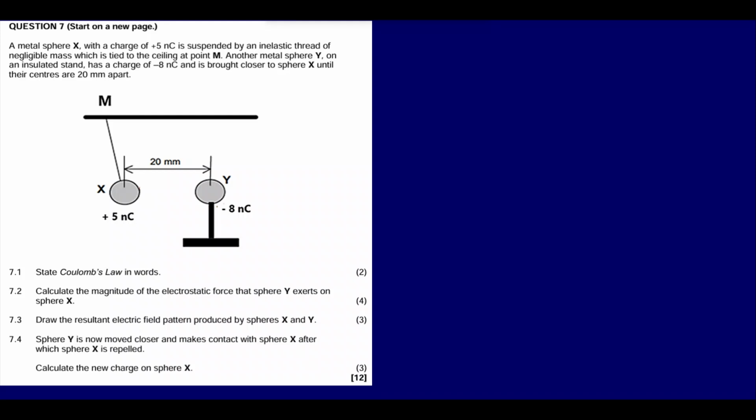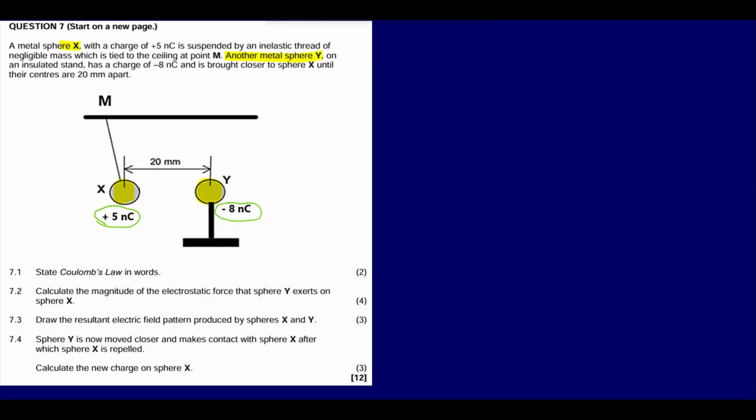So let's get straight into the first question here. It's question 7. So of course you can see here that we have a metal sphere X, and it has got the amount of charge there. The charge given is 5 nanocoulombs, and it's being suspended, you see there, right? So obviously I would advise that you read all the information here yourself. So we have another metal sphere Y, which is here. So this is the amount of charge. It's a negative charge, so it's negative 8 nanocoulombs, right?